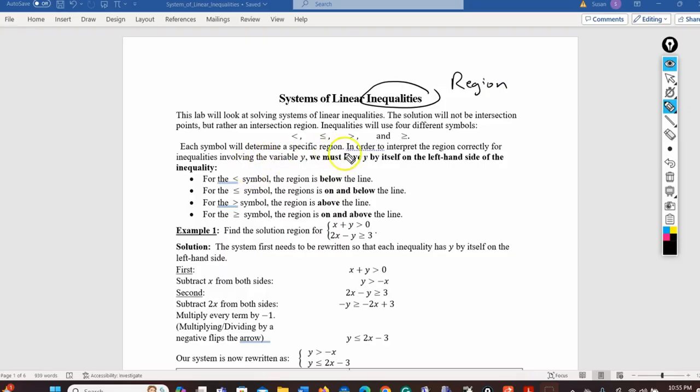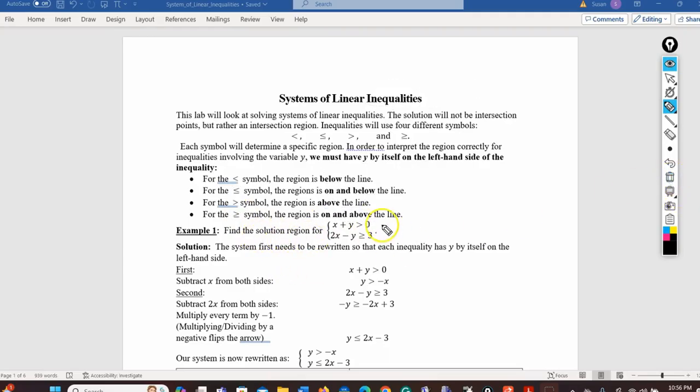And to determine the region, you have to make sure your inequality is written with y by itself on the left-hand side. So if we have y by itself on the left-hand side, and then a strictly less than symbol, we're going to want the region below the line that you get if you were to replace that with an equal sign. For the less than or equal symbol, you want the region on and below. For the strictly greater than symbol, you want the region above the line. And for that symbol, you want on and above the line. So let's see what we mean.